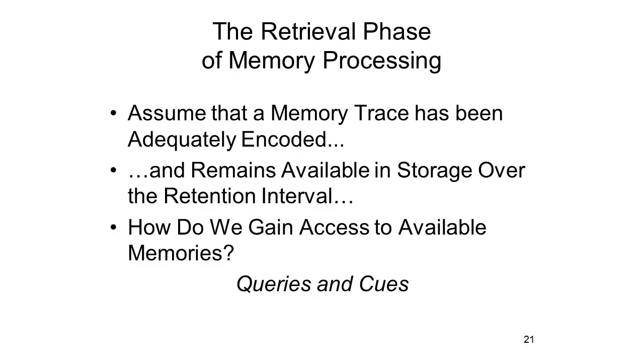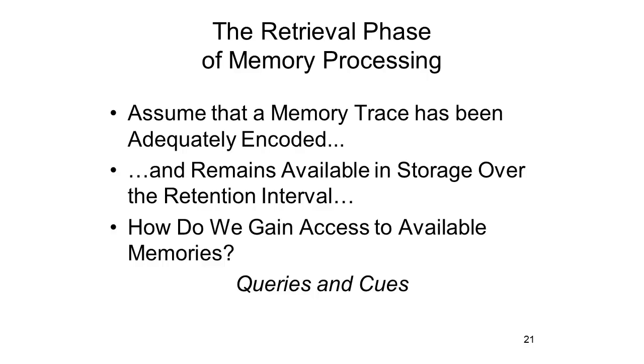So now let's move on to try to understand what goes on during the retrieval process. Let's assume that a trace has been adequately encoded during perception. There's been plenty of elaborative and organizational activity, and it remains available in storage over some retention interval. It hasn't been lost through decay or displacement or some kind of consolidation failure. The question is, how do we gain access to information that's available in memory storage? How do we gain access to available memories?